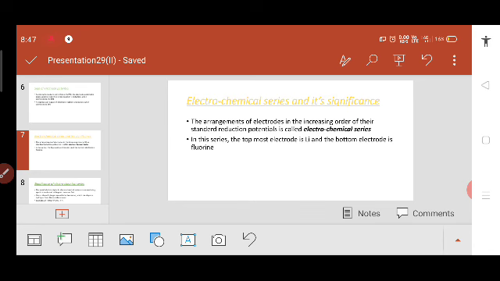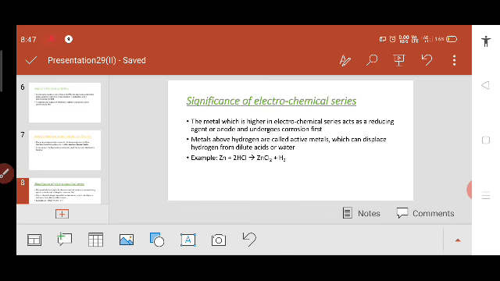What is the electrochemical series? The arrangement of the electrodes in the increasing order of their standard reduction potentials is called the electrochemical series. In this series, the topmost electrode is lithium and the bottom electrode is fluorine. And now the significances of the electrochemical series.